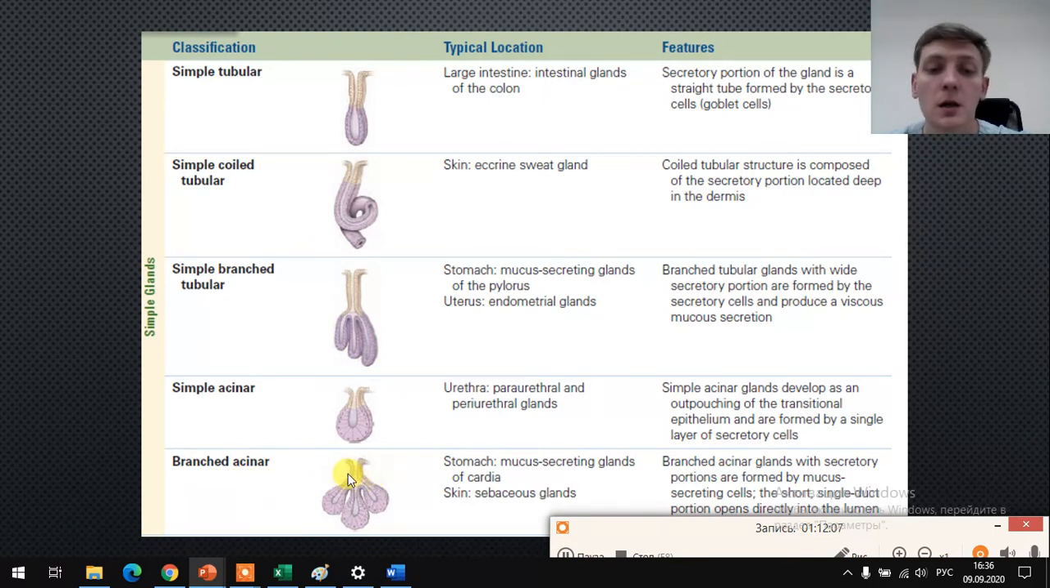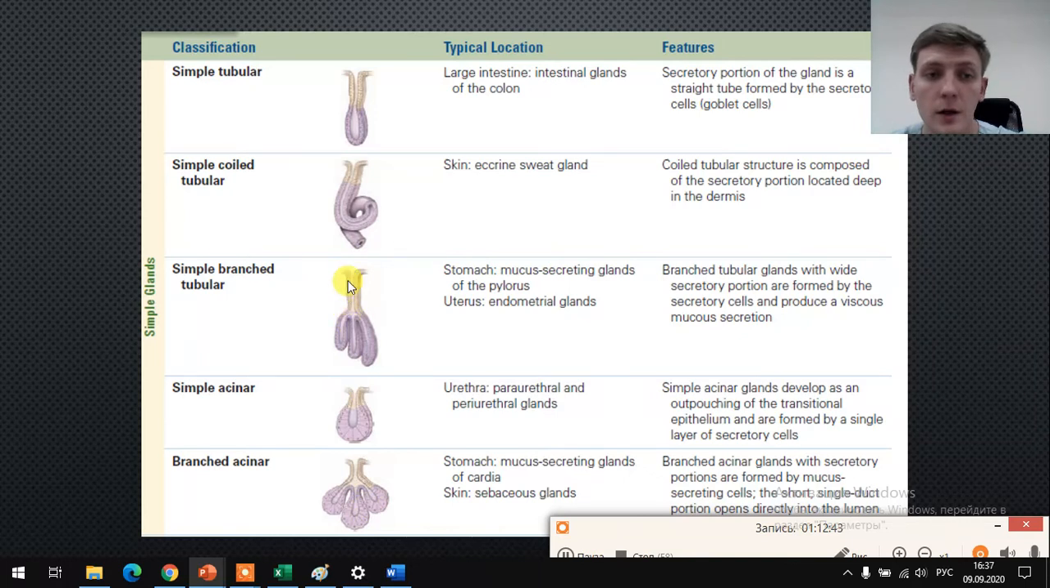Okay, then we have branched acinar glands. They are the same as simple branched tubular, but this is simple branched acinar. So we have one duct and a bundle of acinar glands. These glands, unlike simple tubular glands, are also round in shape, and the cells are acinar in appearance, and they usually produce protein-like, proteinous secretion, and this is known as serous secretion.